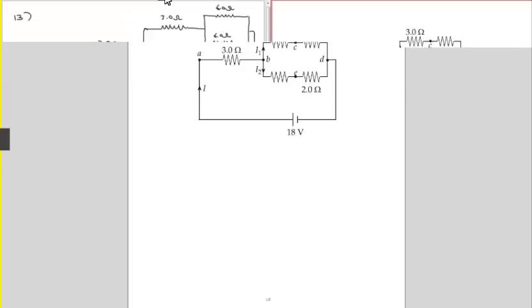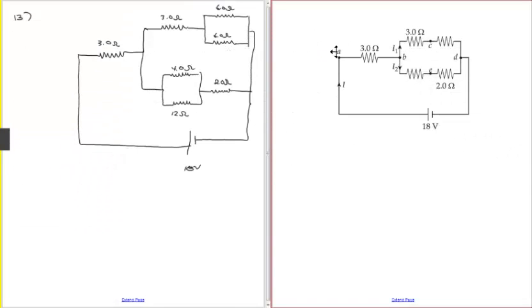So let's show this. What we're going to do is replace this resistor here with an equivalent resistor, and this one with an equivalent resistor. Now resistors in parallel use the reciprocal. So let's call this R sub EQ1, and we'll call this R sub EQ2, that's for equivalent.